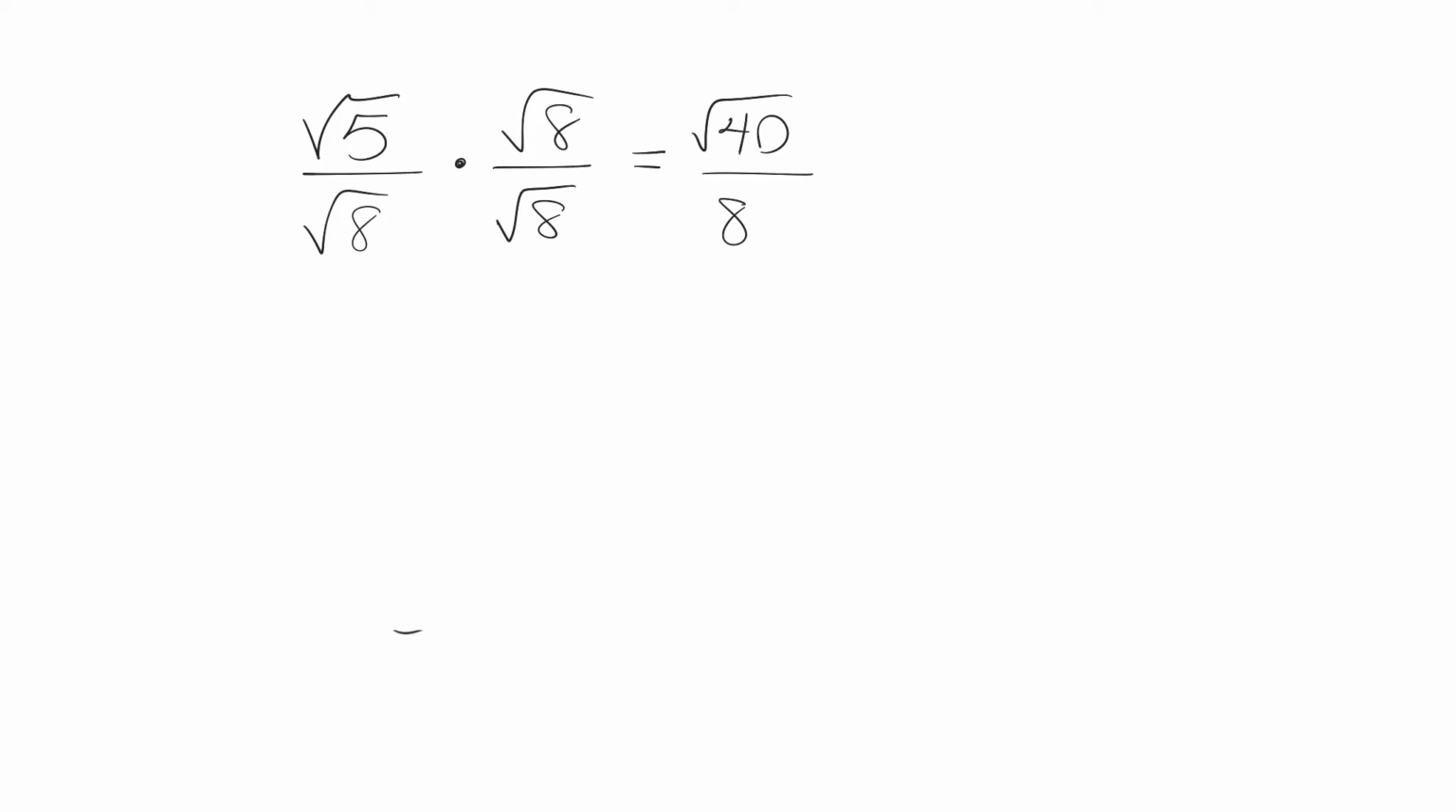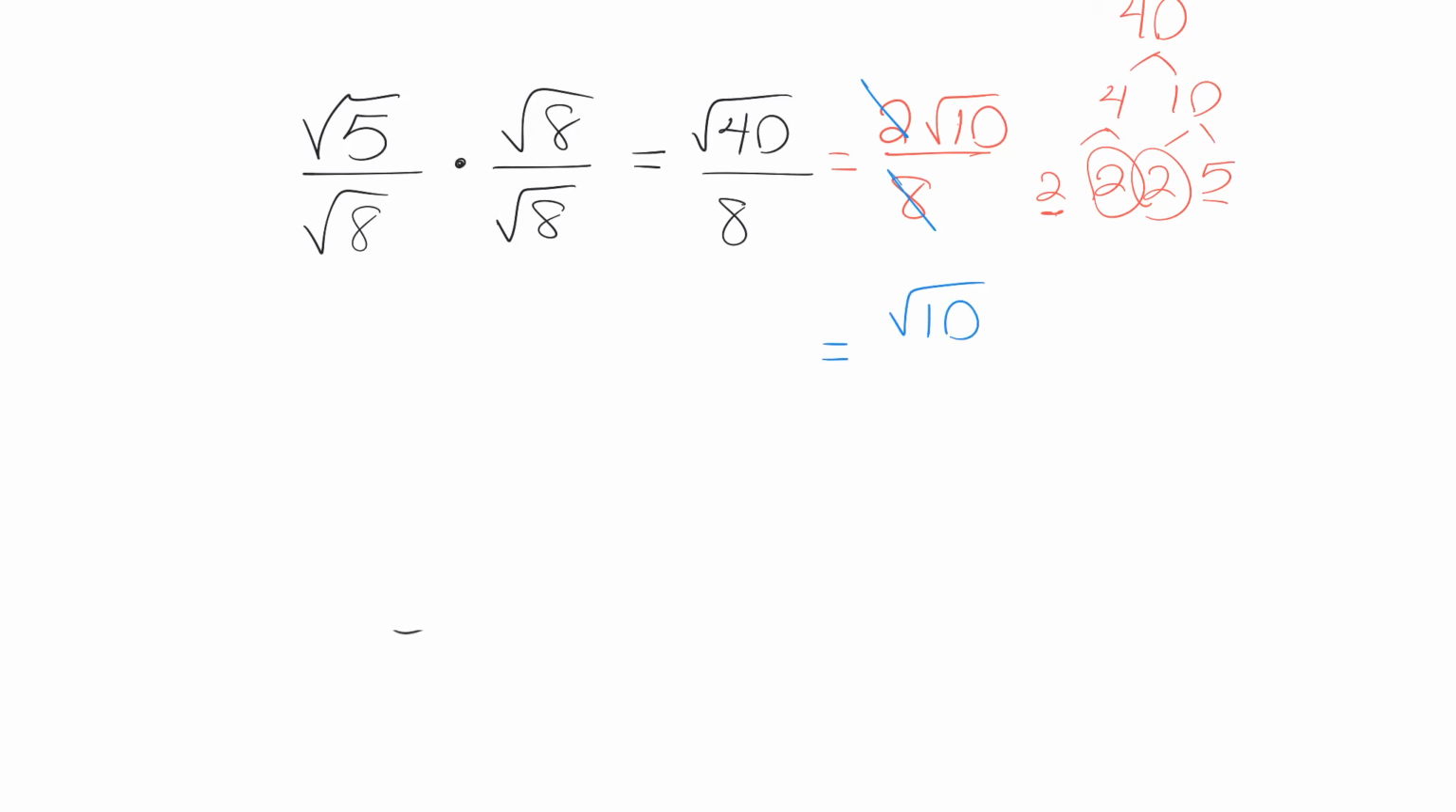Okay, so this is good. This makes sense. But here's my question. Can we simplify this root 40 down? So if I take 40 and I make a factor tree, I'm going to get 4 and 10, 2 and 5, 2 and 2. My 2's appear twice, so I can rewrite 40 as 2 root 10, right? Because 2 times 5 is 10. And now that's over 8. This can be simplified. I can simplify that 2/8 to 1/4. So this is really root 10 over 4 as your final answer.